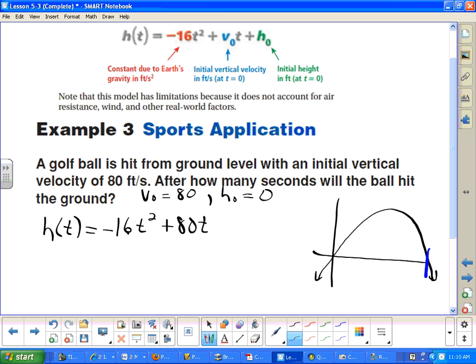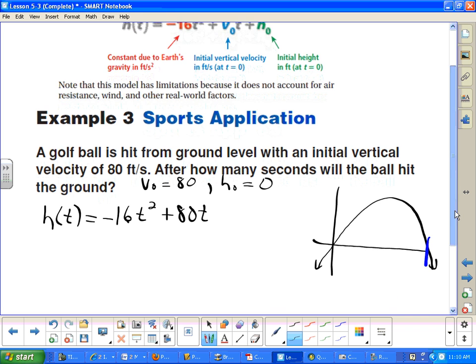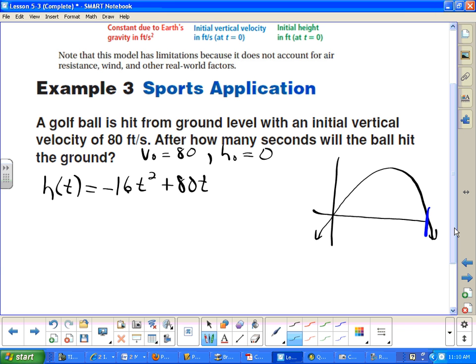So with this function, they want us to find when it hits the ground. I can do that two ways. I could graph it, or I could factor. Since my calculator is somewhere else and I can't find it at the moment, I'm going to factor it, because I want to know when this equals 0.